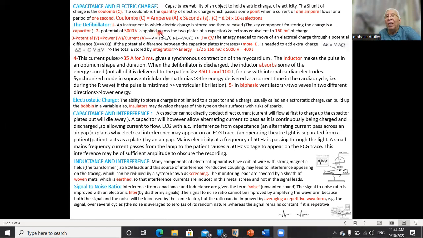This potential in this capacitor creates an amount of electricity which equals 160 millicoulomb. So these two figures ought to be memorized, because whenever I multiply both of them, we will get the energy required to use this defibrillator.